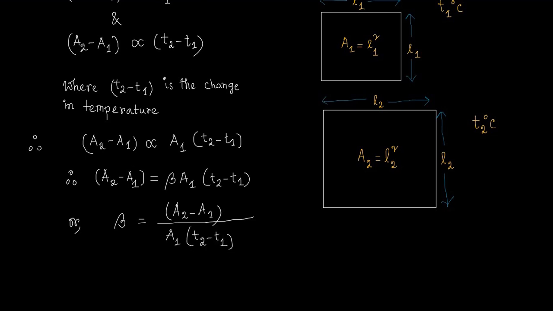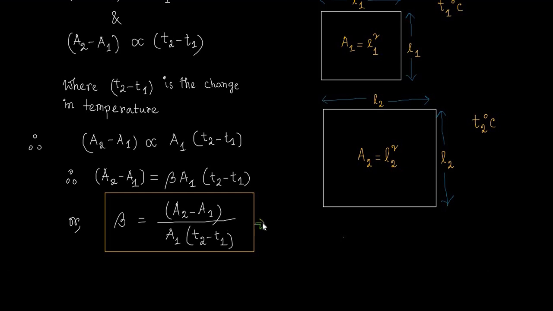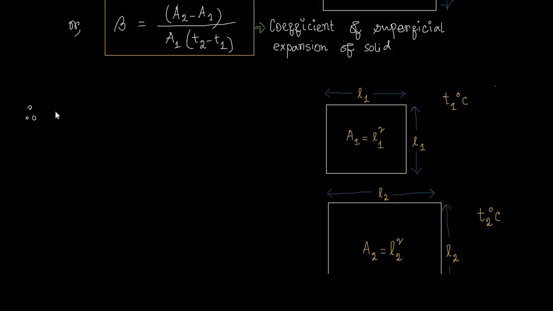Beta is equal to A2 minus A1 divided by A1 into T2 minus T1, which is the coefficient of superficial expansion of solid.